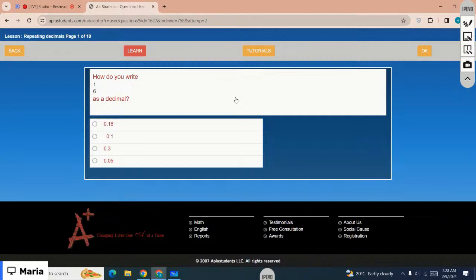How do you write 1 by 6 as a decimal? So, which is the correct option? That's the one we just did in the tutorial. So, how do you write 1 by 6? That is option number 1, the correct option. It must be 0.16.